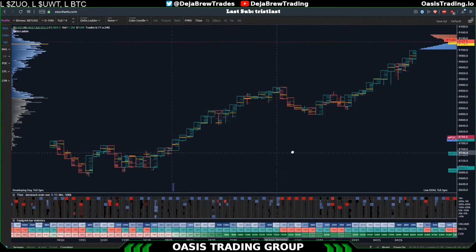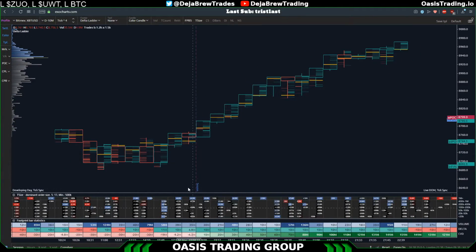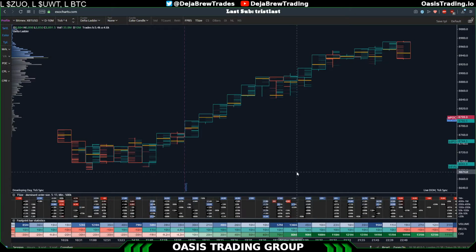Okay? So I'm going to move on here to another aspect of my chart, which is the CVD. The CVD is the cumulative volume delta, I think. What it does is it takes all the delta that is happening on the chart and it gives you a cumulative number, right?